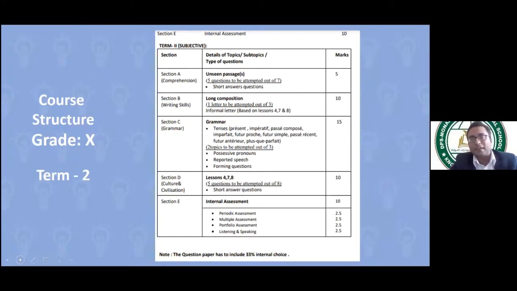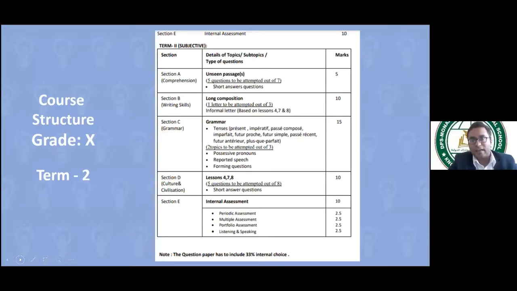So by this time, the merry time of the students is over, because the whole paper is subjective now, and MCQs are all gone. The paper again has been divided into 5 sections. Section A is an unseen passage, wherein the students will get 7 questions, out of which they have to attempt any 5. The questions will be very short answer questions. Section B is long composition. They will get an option of 3 letters, out of which they have to attempt only 1. This section will be of 10 marks, and the lessons will be based on chapters 4, 7, and 8.